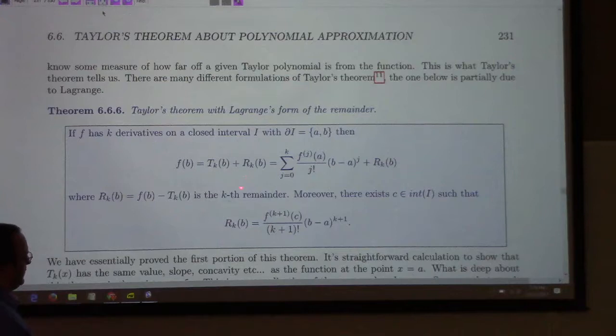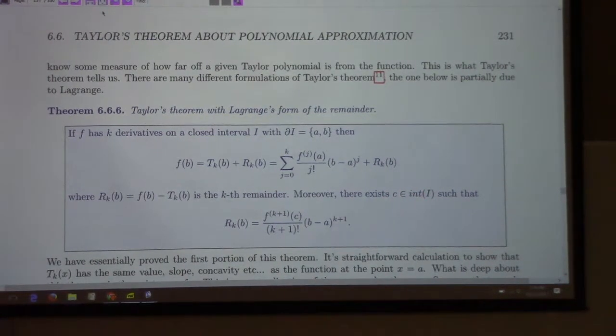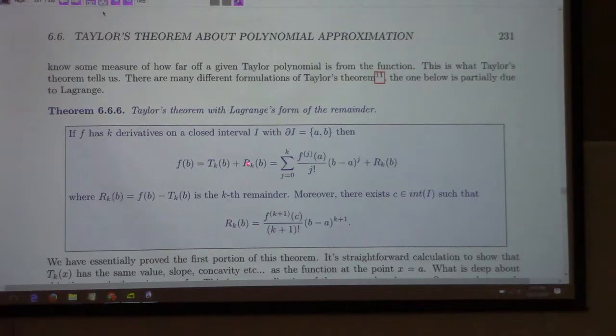So the point here is that this is by definition the kth Taylor polynomial. That's the remainder term. And this is what Taylor's theorem says. Taylor's theorem says that there exists some c in the interior of the interval such that the remainder at b can be written as the (k+1)th derivative evaluated at this c divided by (k+1) factorial times (b minus a) to the k+1.